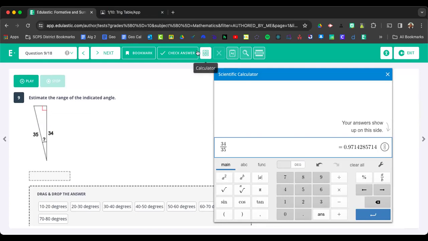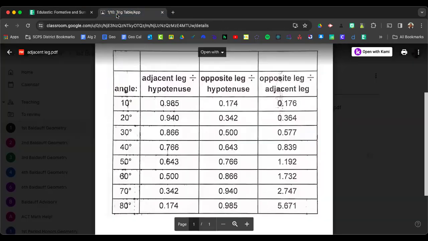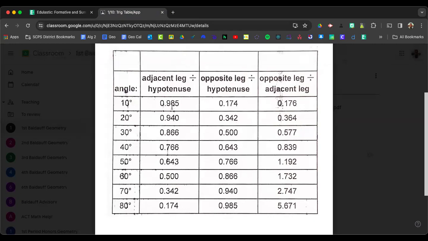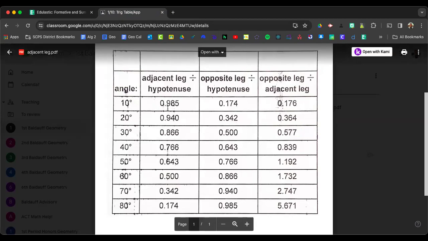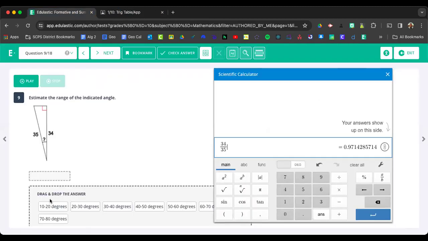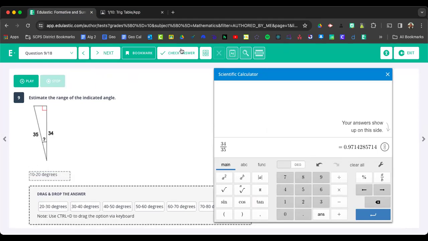0.971. Now I'm going to refer back to my table and see where this falls in this column. And if I look at that, 0.971 is going to be between 10 and 20 degrees in this column. 0.971 would lay right here if we were to label it, because these are all in order. So because of that, it's going to be between 10 and 20 degrees. I'm going to click that and drag it there.